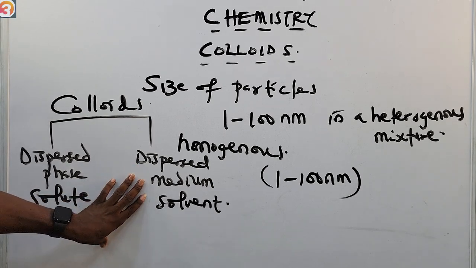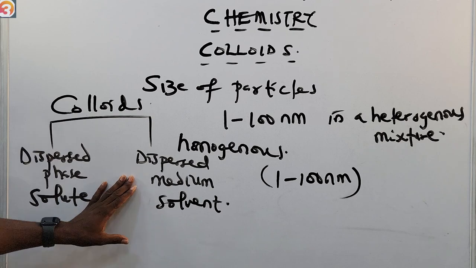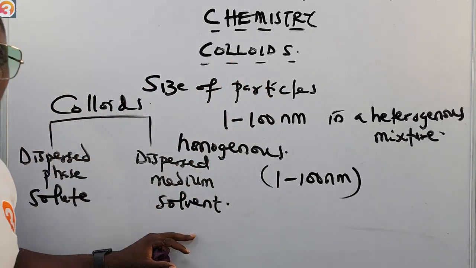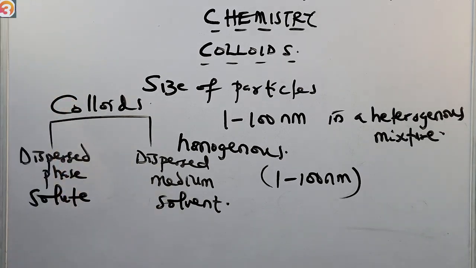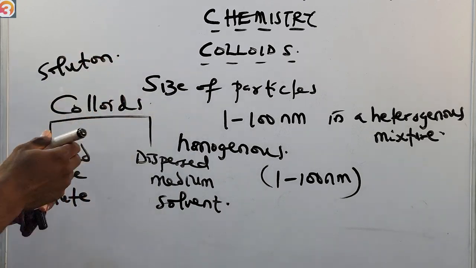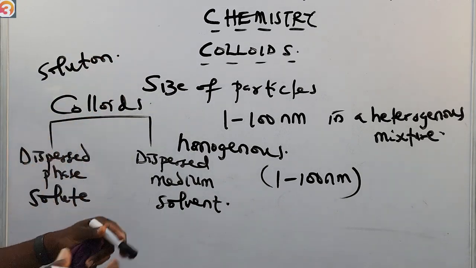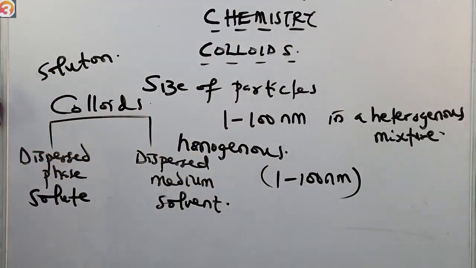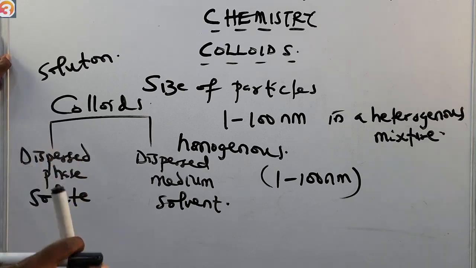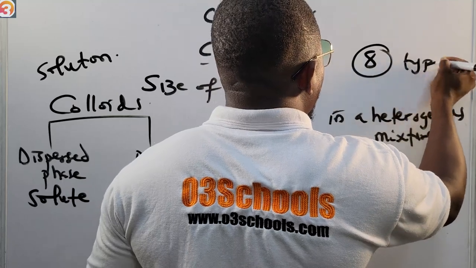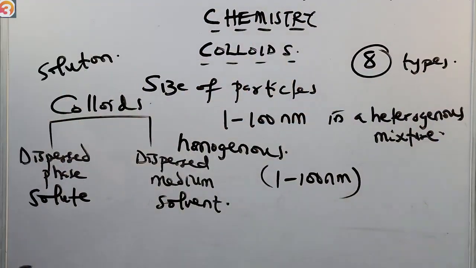So colloids are formed when one substance is dispersed through another without forming a solution. So they don't form a solution. That is what colloids are. All right, so please take note of that. And of course, there are 8 types of colloidal solutions, and we are going to look at them as we progress in this series.